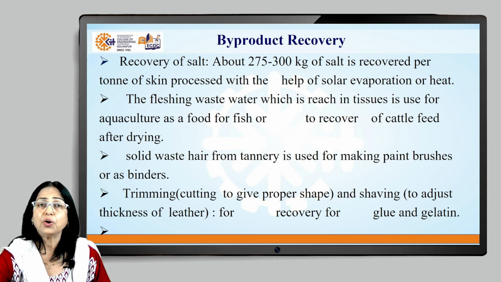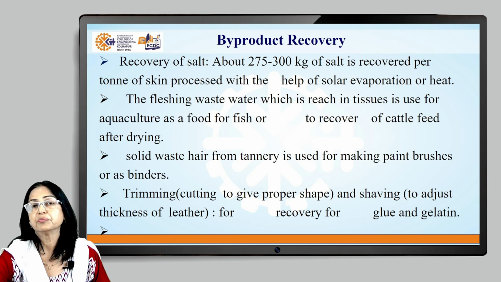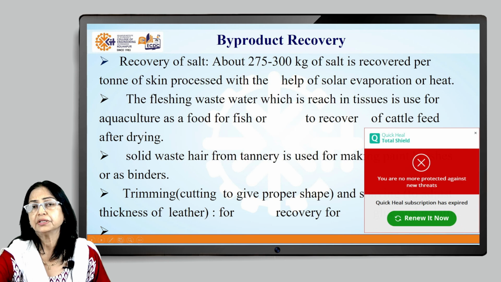The tannery industry also offers very good scope for byproduct recovery. Number one is recovery of salt. About 275 to 300 kg of salt you can recover per ton of skin processed. Even from wastewater you can recover salt by going for solar evaporation. The wastewater from fleshing, which contains body tissue, you can use for development of aquaculture as a food for fish, or you can recover cattle feed.